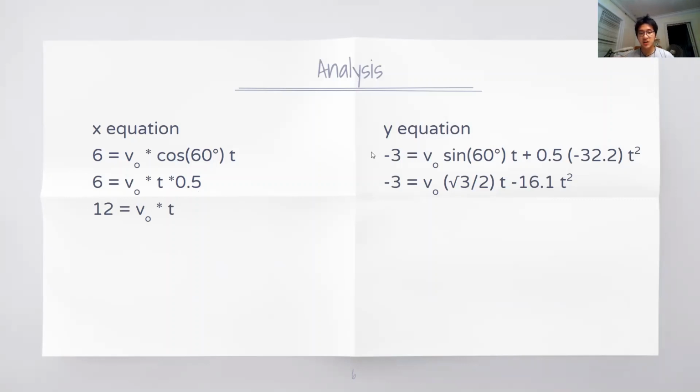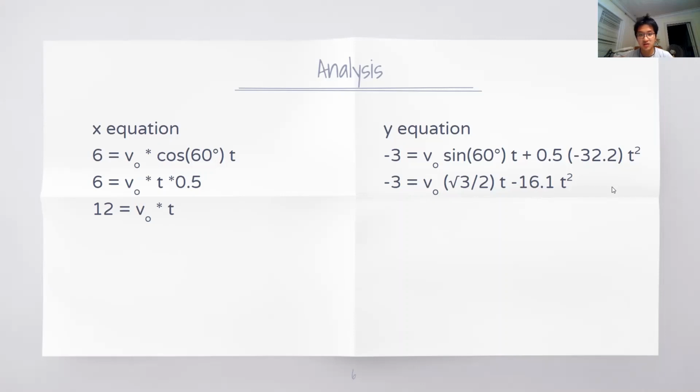And in the Y equation, we have a -3 in the direction because we know if I have my origin from my hand, it would be dropping 3 feet, meaning it would be a negative. And then v naught times sine of 60 degrees to account for our angle times t, plus 1/2 times our acceleration of -32.2 feet per second squared times t squared. And then solving that out, we get -3 equals v naught √3/2 for sine 60 times t minus 16.1 t squared.